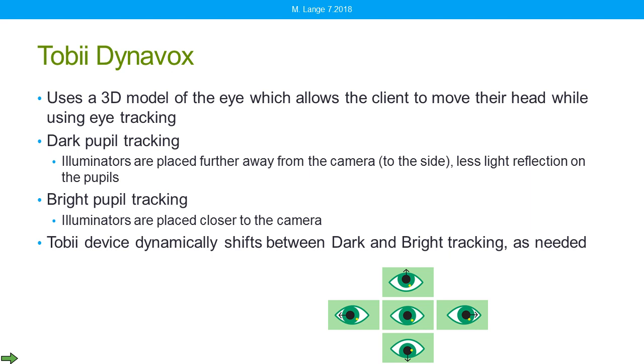From there, we have a couple options on Tobii Dynavox. They have something called dark pupil tracking and bright pupil tracking. In dark pupil tracking, the illuminators are placed a little further away from the camera. The camera is in the center of the device, and these illuminators are on either side of it. So they're placed further away, and that creates less reflection on the pupils. Bright pupil tracking, the illuminators are placed closer to the camera. The Tobii is able to shift between dark and bright tracking to best capture that reflection. So depending on the lighting in the room or the environment of the client, this uses two different technologies to improve accuracy during tracking.